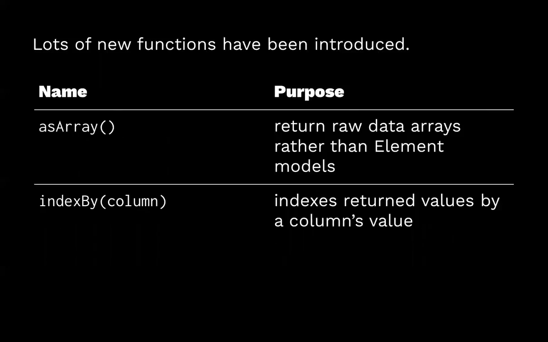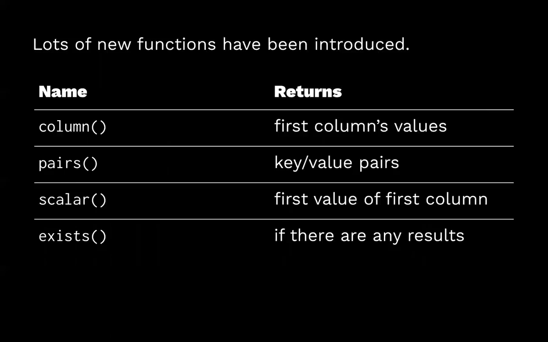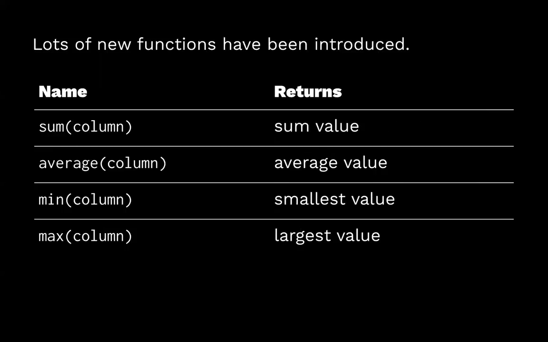You can join. You can change the way that the data is returned, so you can choose to have it return as actual arrays rather than the instantiated models. Or you can have the results indexed by some column value. Or you could use aggregate and other special functions. So you could get all the results of a single column in the query, or pairs, or a single value, or just see if something exists or not without needing to actually grab any data. And then there are aggregate functions like sum, average, min, and max.